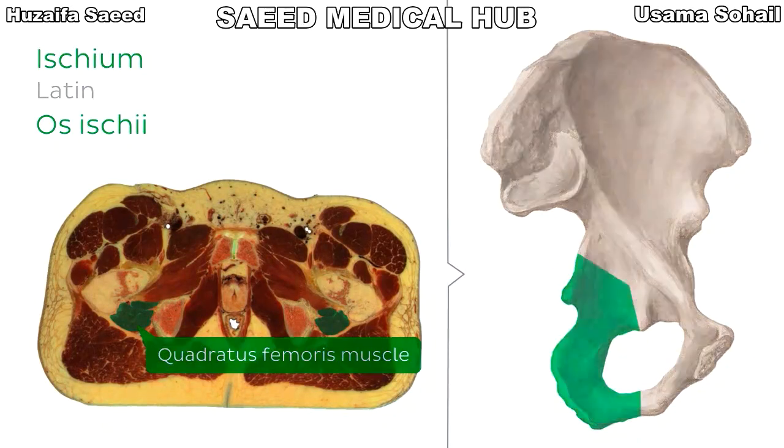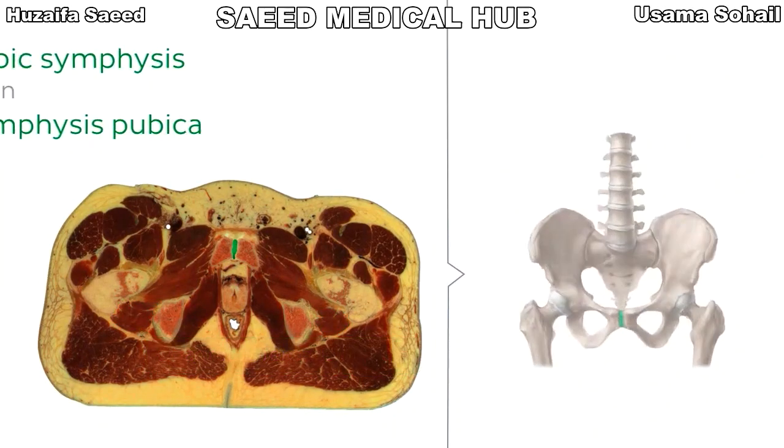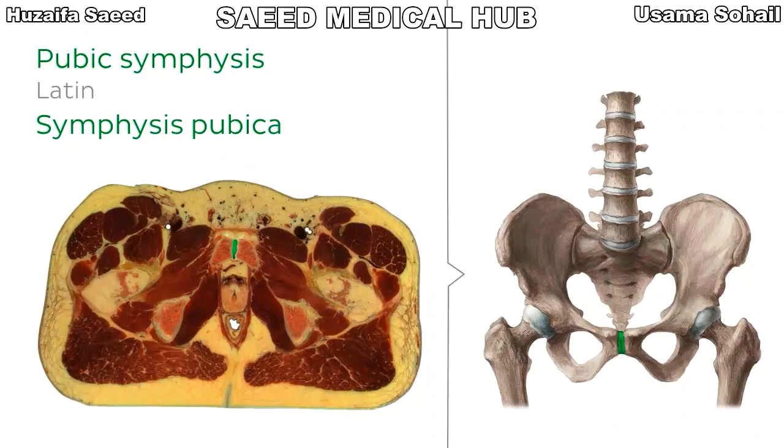And the last part of the pelvic bone that we can see in this image is the pubic symphysis. The pubic symphysis is a cartilaginous disc that can be found joining the anterior portions of the two halves of the pelvis. And in this cross-section here, it's this tiny little structure which is highlighted in green.